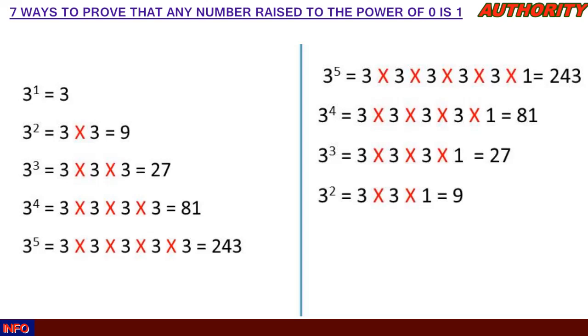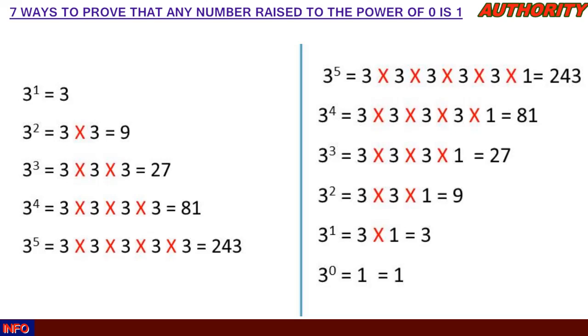And then that means we're going to cancel one 3. So we're going to have 3 times 3 times 1, which is equal to 9. And then 3 raised to power 1. That means we're going to remove one 3 again. That means we're going to have 3 times 1 equal to 3. Now 3 raised to power 0. That means we're still going to remove one 3 again. So when you remove one 3 again, you're going to have 1. So 3 raised to power 0 is equal to 1.